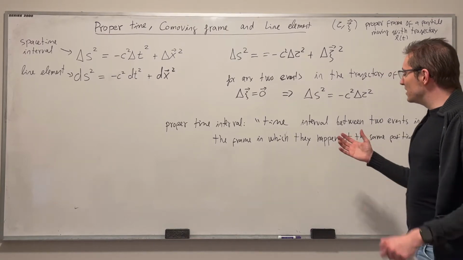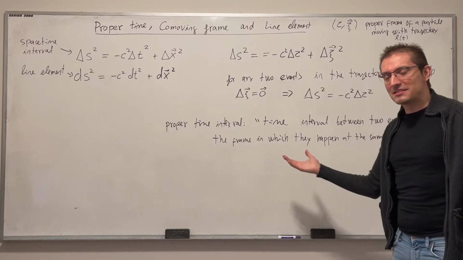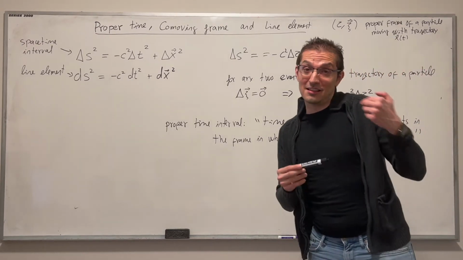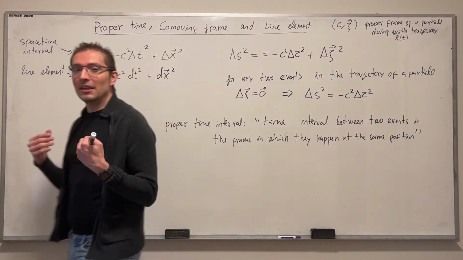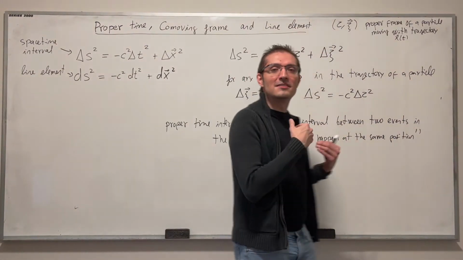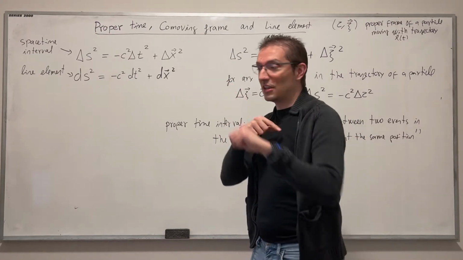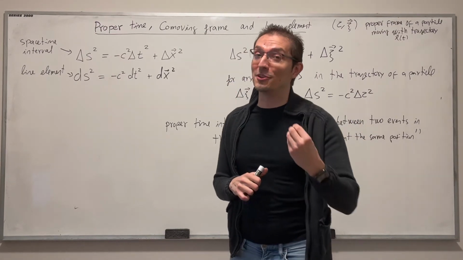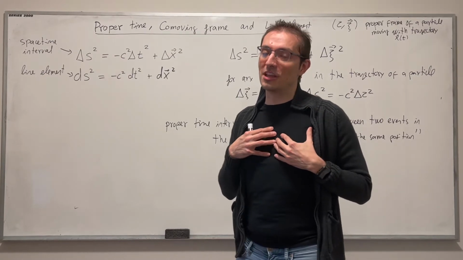Now, you can wonder, is there only one frame in which that happens? And is there always a frame in which that happens? Well, we haven't seen that yet. We will see it in the next lecture. But at the very least, you know that if I'm traveling in a trajectory, certainly for 2 events in my trajectory, the amount of time that I measure with my watch is a proper time interval, because these 2 events happen at position 0 in my own frame.